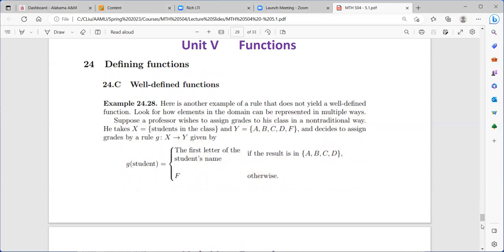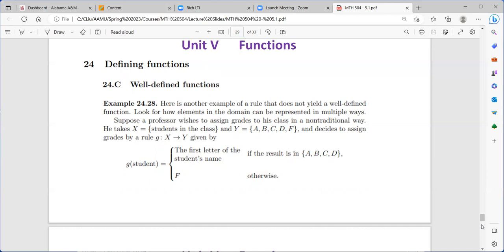So this is another example in real life. It doesn't have to be numbers. A function can be anything, as long as we're talking about sets. Remember. So in this example, there's a rule that is not a well-defined function. And the elements in the domain can be represented in multiple ways. So suppose a professor wishes to assign grades to his class in a non-traditional way.